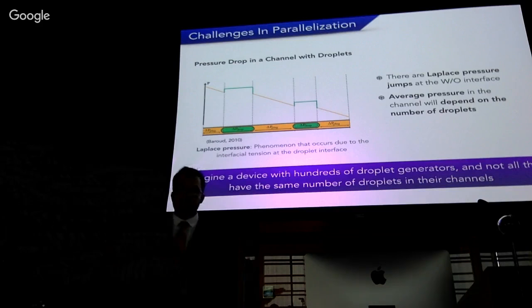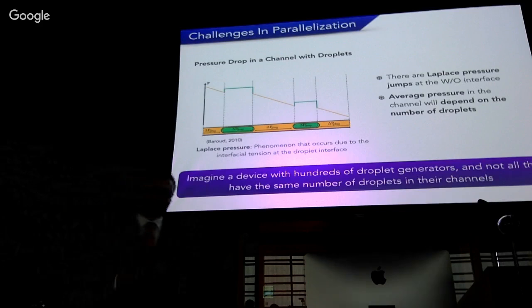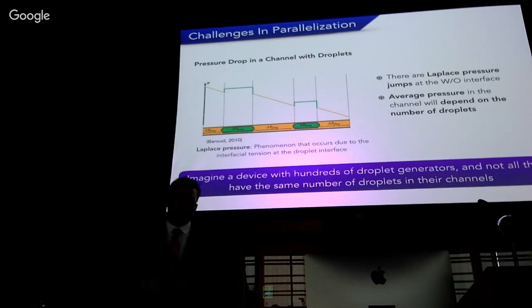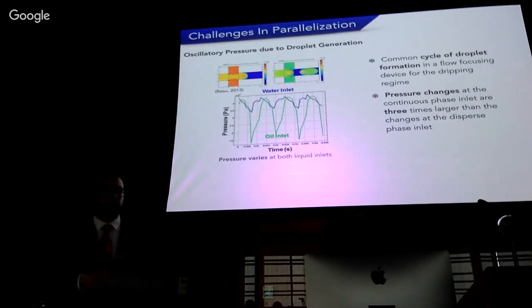So imagine this effect multiplied by hundreds of devices. So you'll have hundreds of microchannels, and then in each microchannel there will be different pressure drops. And then there will be the crosstalk that we were talking about. It might affect the droplet generation.